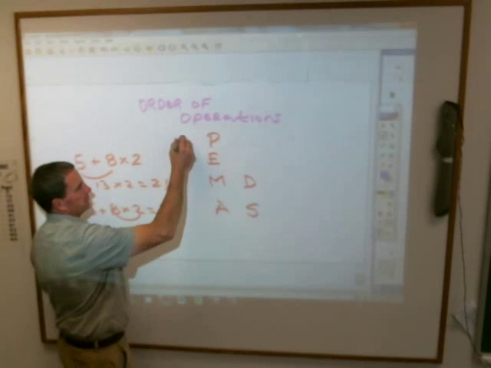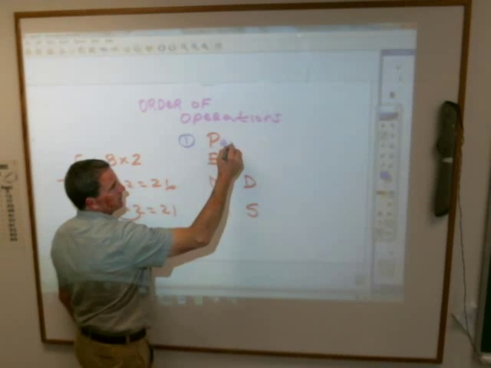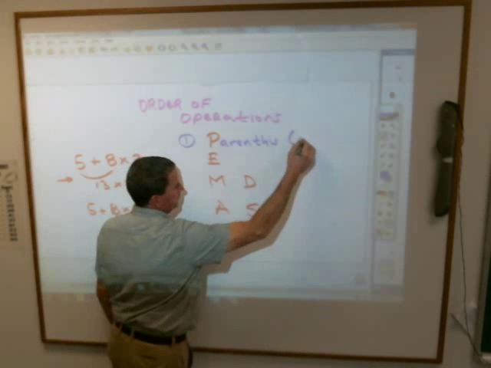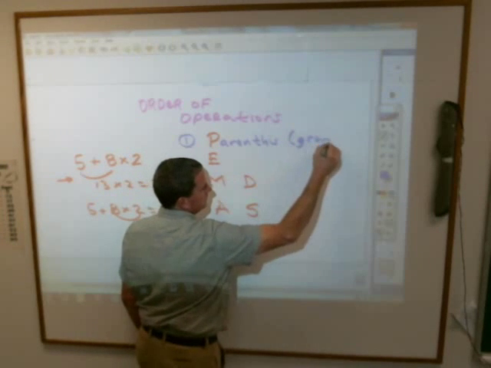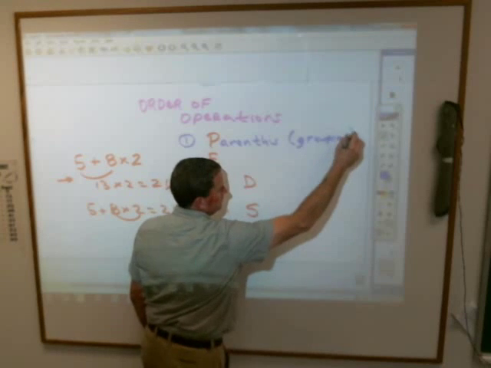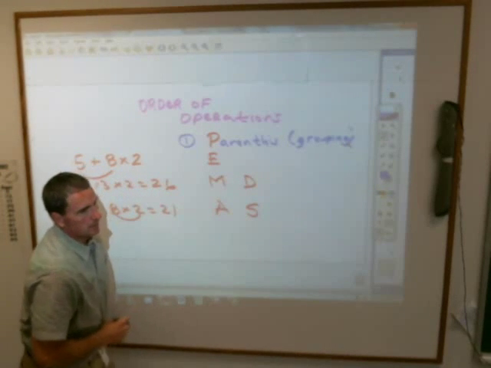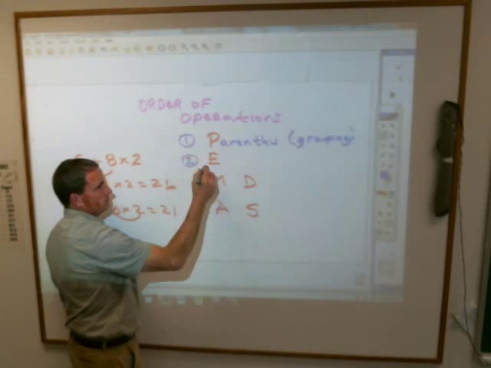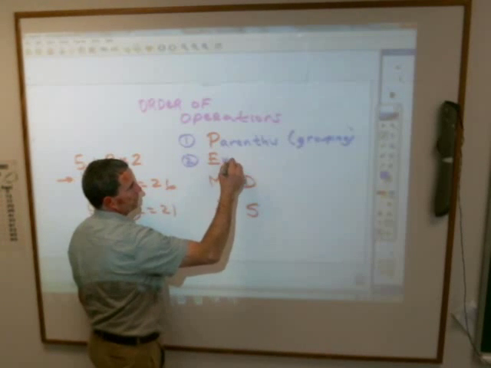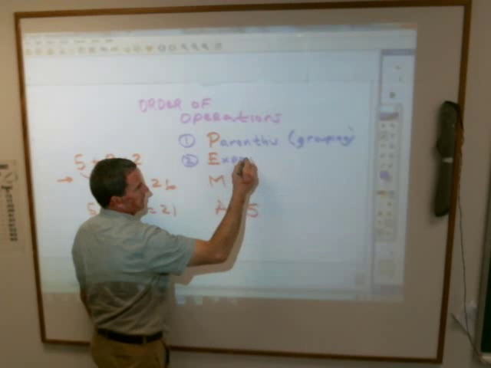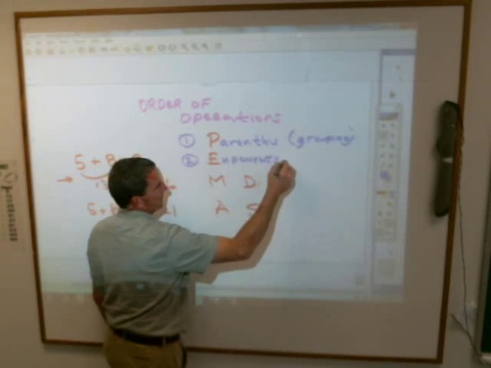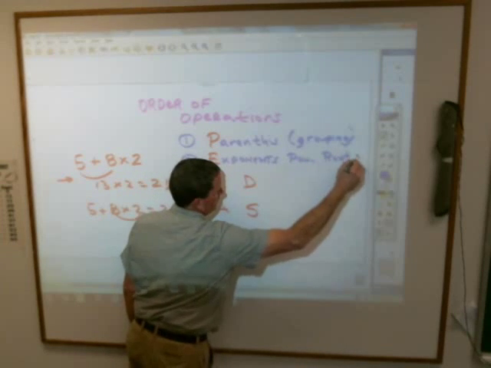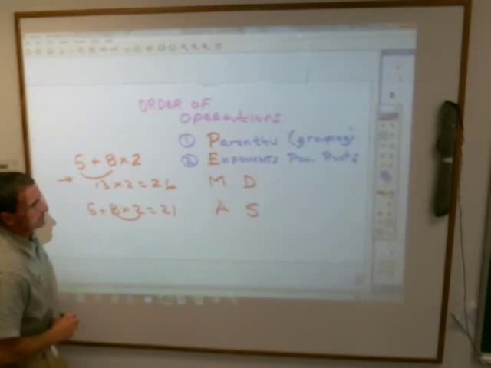The first thing you're supposed to do is anything in parentheses or any type of grouping symbol. Next would be what the letter E stands for, Maddie? Exponents or powers or roots. Exponents, powers, or roots. Or roots, if you're a farmer, I guess.